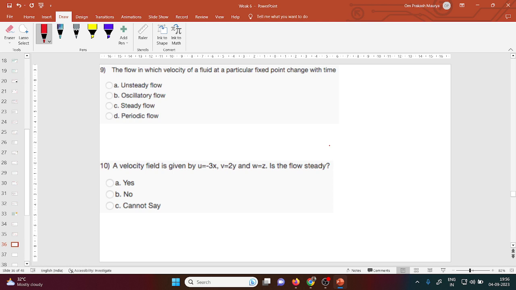Question number 9: the flow in which the velocity of fluid at a particular fixed point changes with time is known as what? Let's say this is the pipe and we are tracking a particular point, and it changes with time. Let's say that at t is equal to t1, v was 1 meter per second. At t is equal to t2, v was 3 meter per second. With time it changes. So which type of flow?